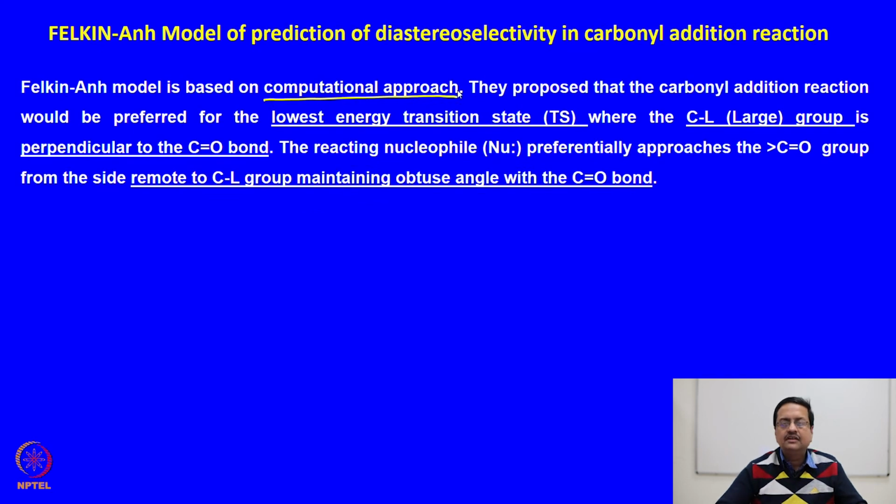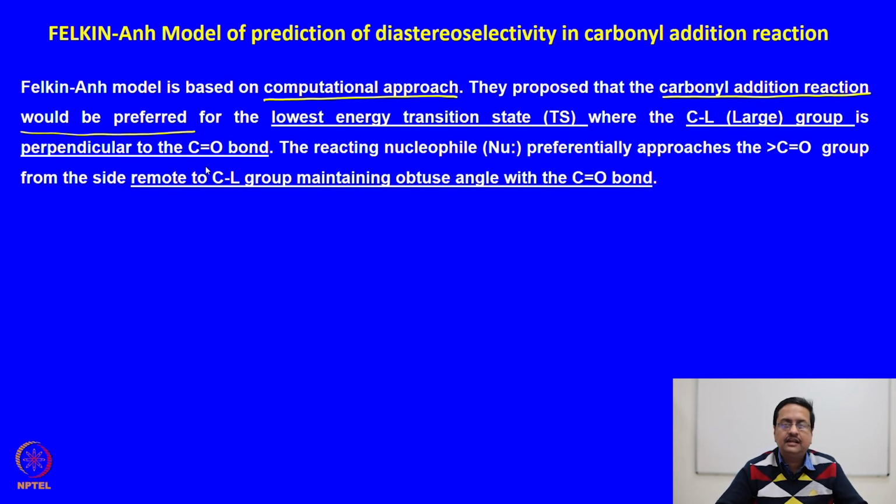That means, theoretical computational chemistry, where people have used reaction mechanisms and calculated the energies of the reaction intermediates, transition states and all that, and based on those calculated energy values and their relationship with the substrate, they proposed that the carbonyl addition reaction would be preferred for the lowest energy transition state, where the carbon and L large group is perpendicular to the CO bond.